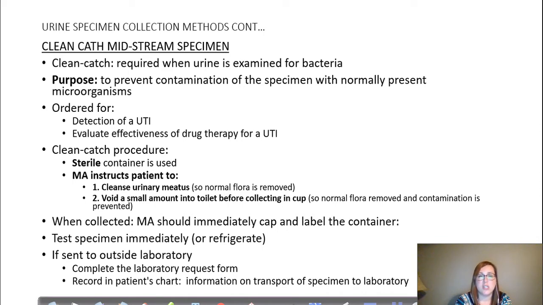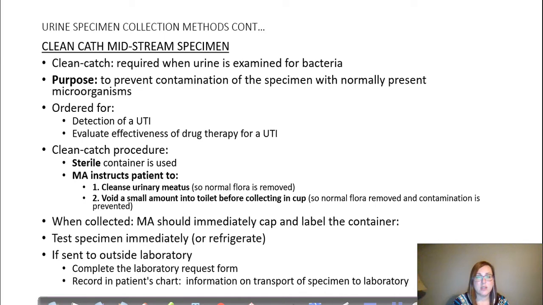You're going to instruct the patient to cleanse their urinary meatus. And the purpose of that is to remove normal flora. So there's usually small wipes. They're Castile soap wipes. And the patient is instructed to cleanse front to back, usually 3 times. They void a small amount into the toilet, stop, and then finish providing a specimen into the cup. This is again so that normal flora can be removed and that contamination is prevented.